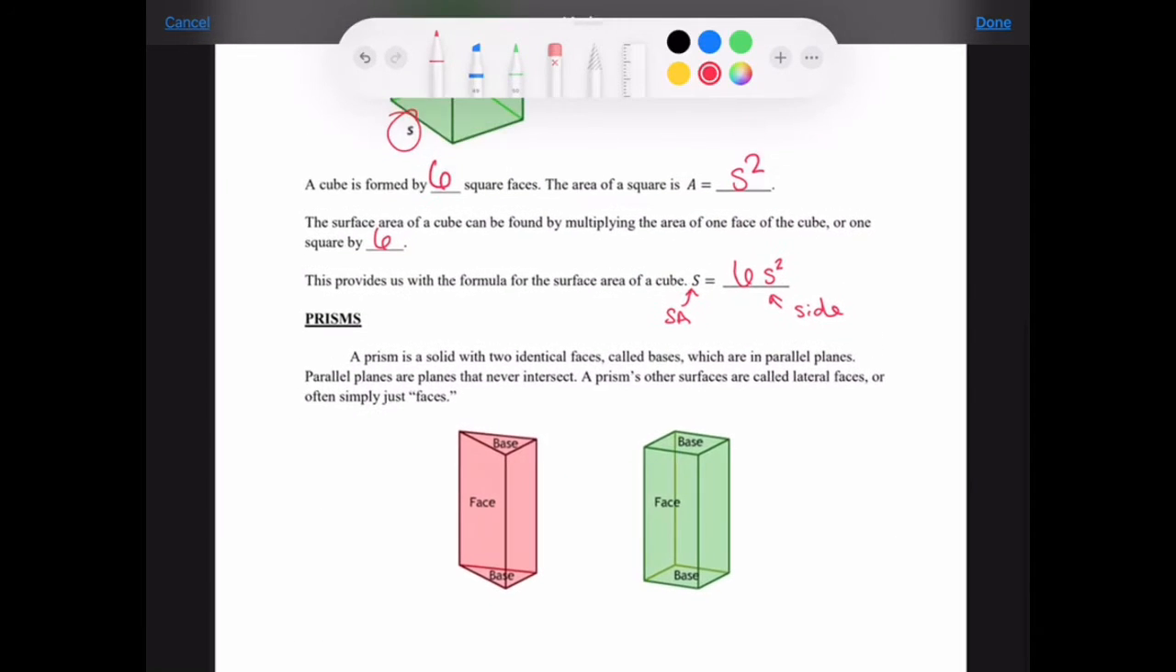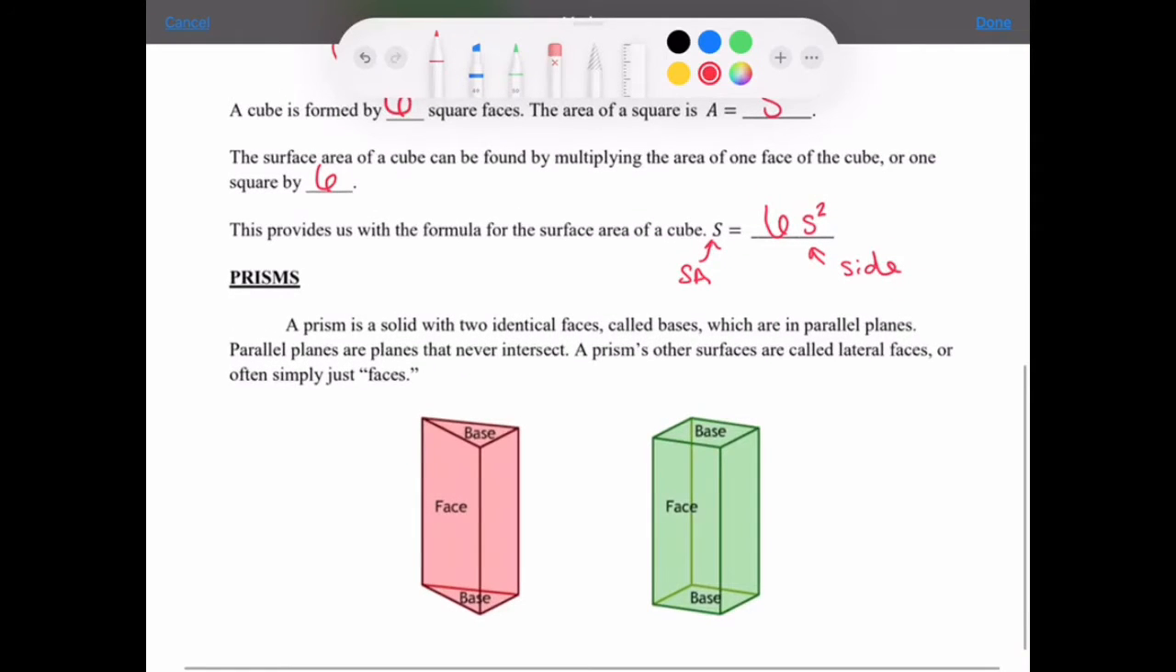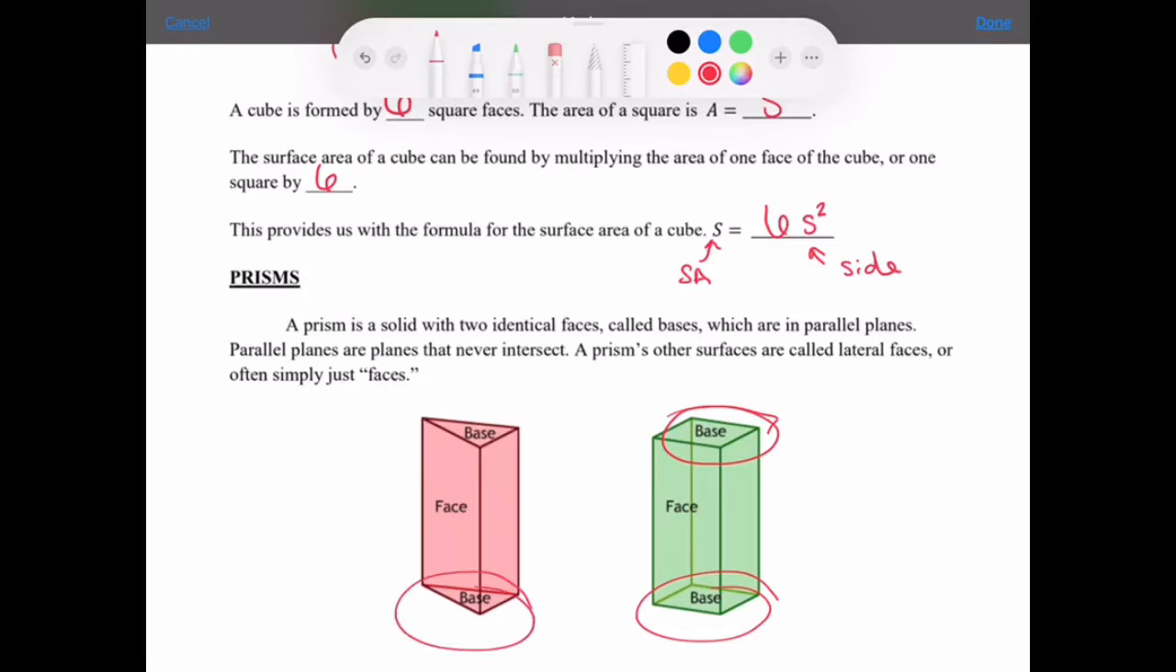Moving on, we have a prism. A prism is a solid with 2 identical faces called bases, which are in parallel planes. So see how this has a square base and this has a square base? This has a triangular base and this has a triangular base. That's what it means. 2 opposite sides are identical. Parallel planes are planes that never intersect. We know that. And a prism's other faces are called lateral faces, or simply faces.